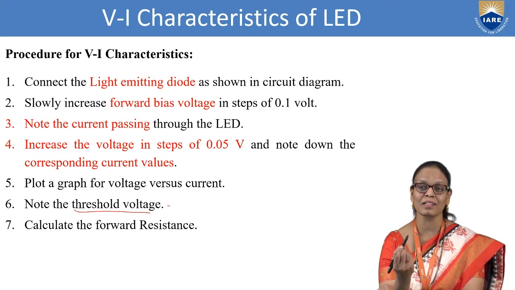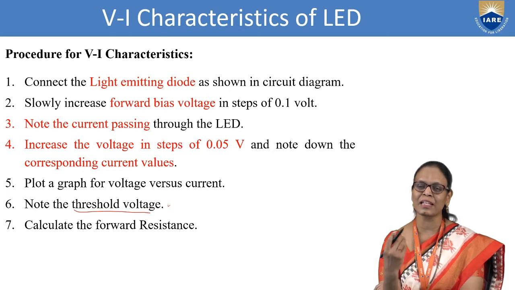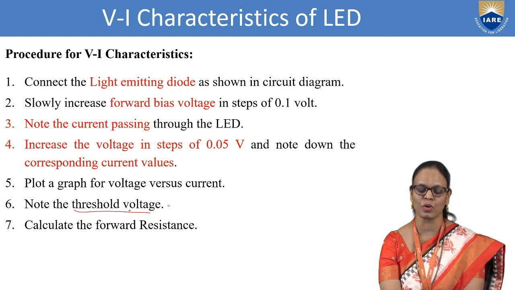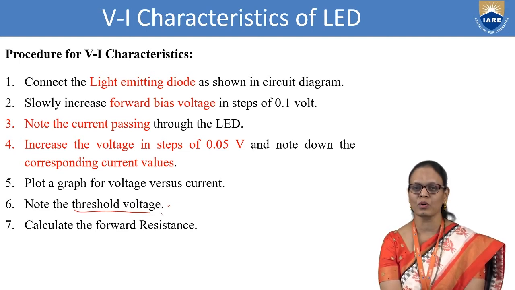It starts increasing rapidly, because initially when you increase the voltage, there is not much increase in current, because the charge carriers need energy to cross over the junction. So only at the threshold voltage do you have this sharp rise in current. So we call it the threshold voltage.